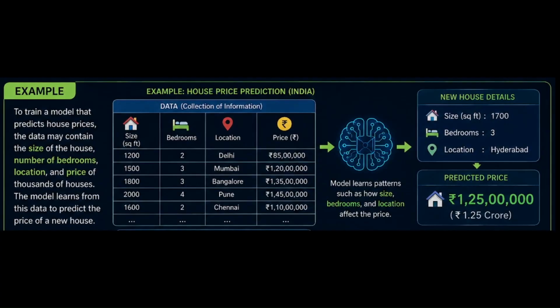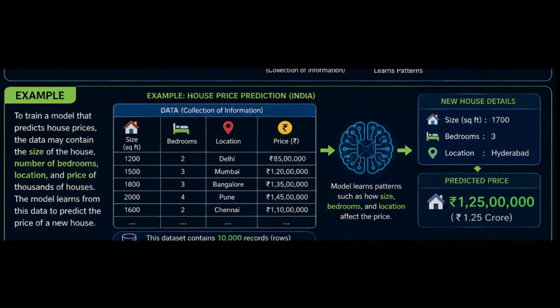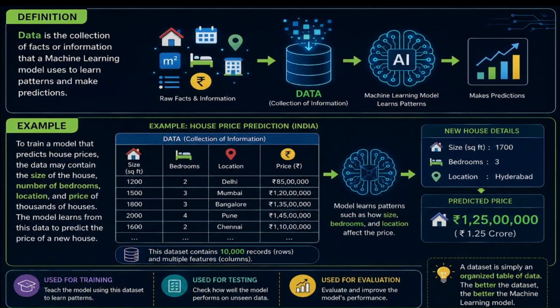So this is the actual flow. First we provide data, that is a collection of information, to the model, and after training this model with the data, we give completely new information, and then based on the collection of information it has, it will predict the output. So this is all about data.